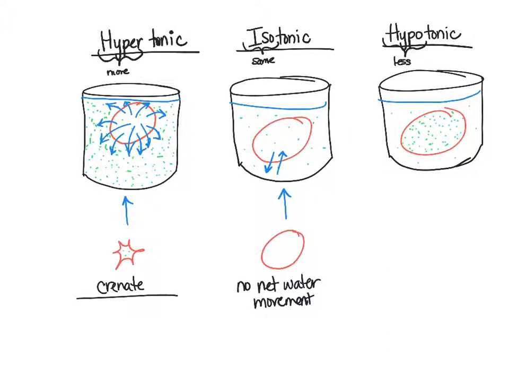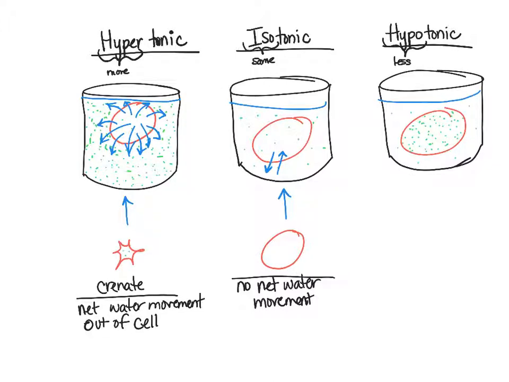In this case, when we had crenation, our net water movement was out of the cell. Over here, we have no net water movement, so the cell stays the same, and we have about equal moving back and forth. Now, how about our hypotonic solution?